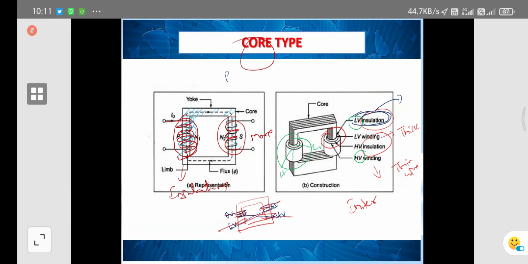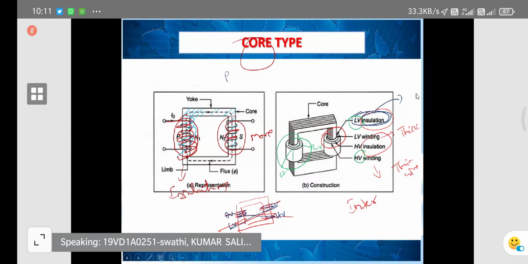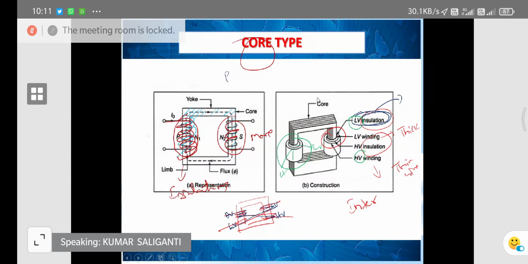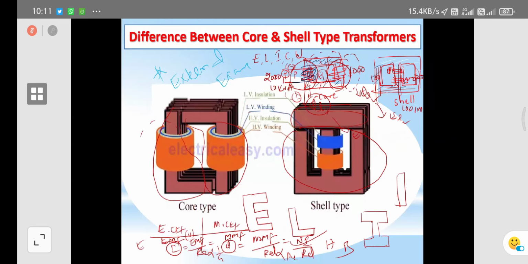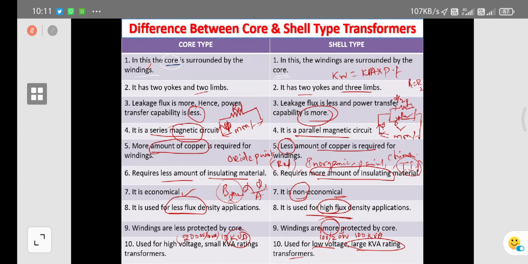So this is the core type transformer. In the core type, the core is surrounded by the windings itself. So let us see what is the difference between the core type and shell type here. In the core type, the core is surrounded by the windings. In the shell type, the windings are surrounded by the core.